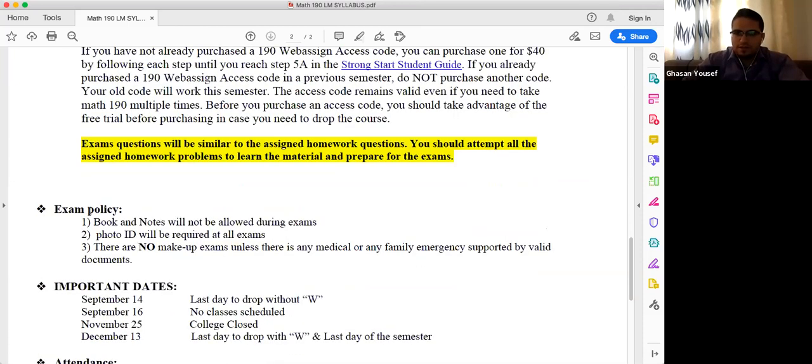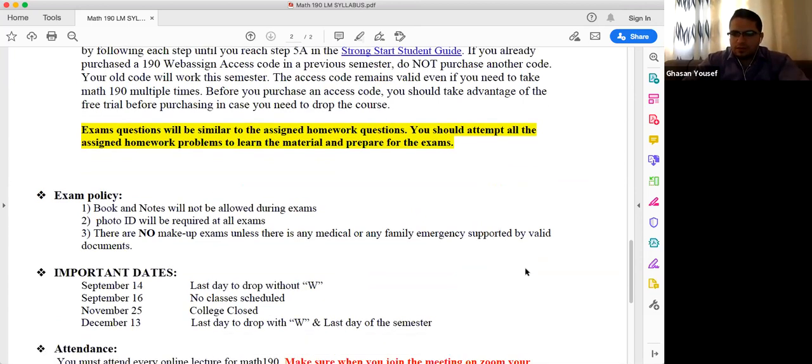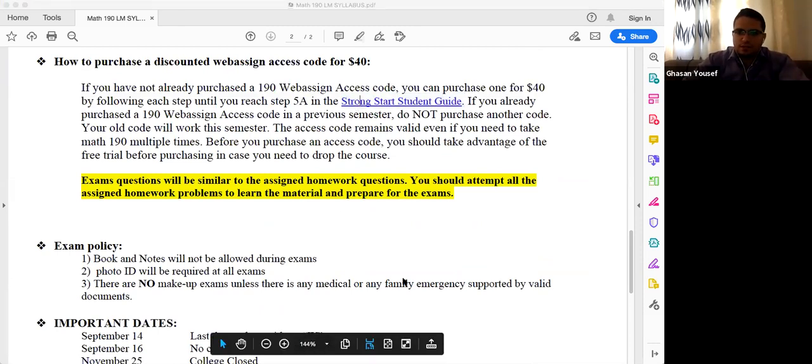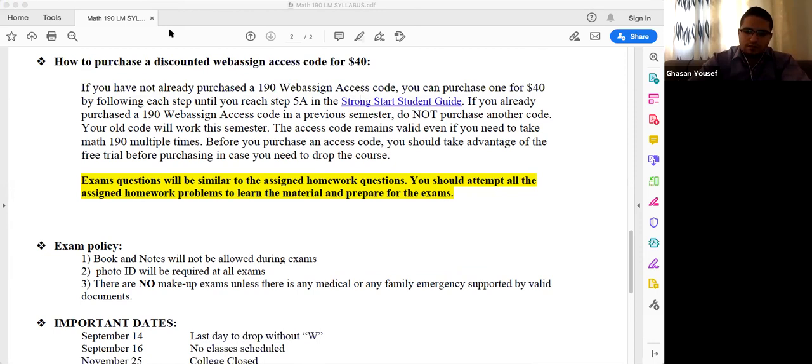Just give me a minute. I cannot open the Strong Start guide. Ah, about this one, okay. This one does not work, right? Okay, hold on one second.